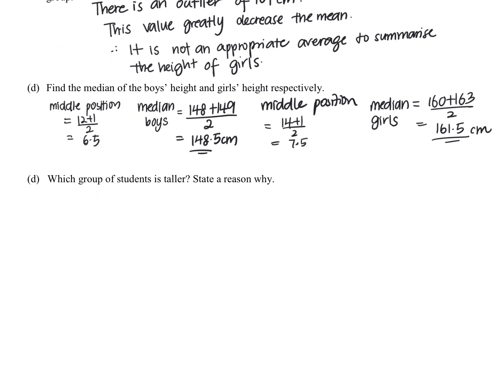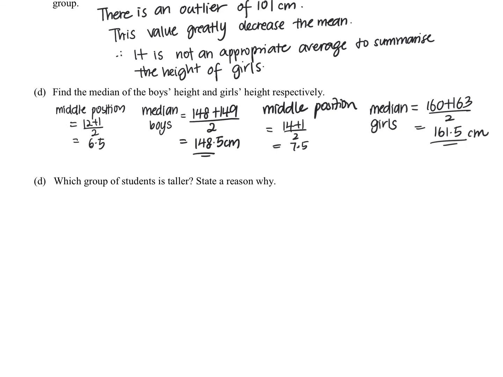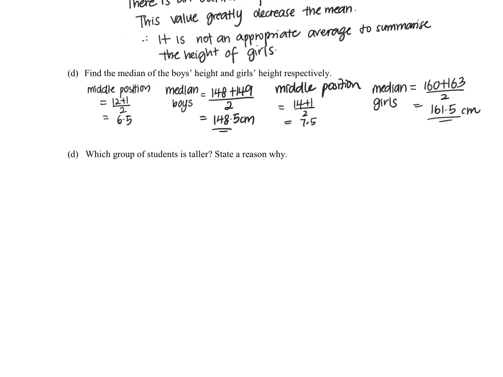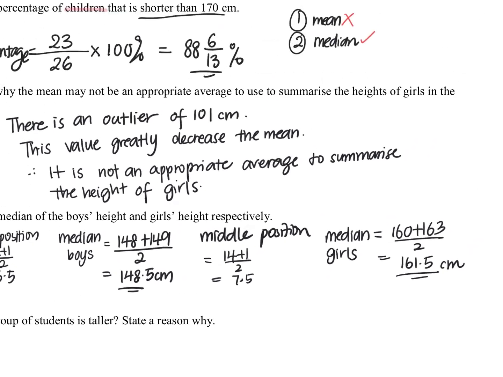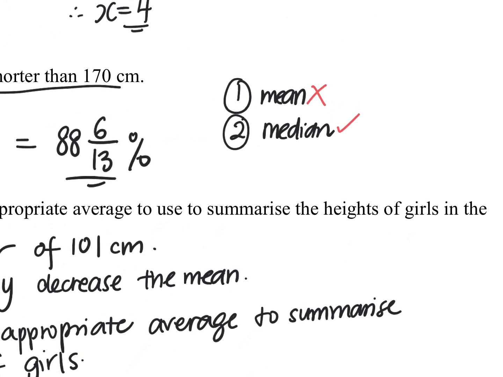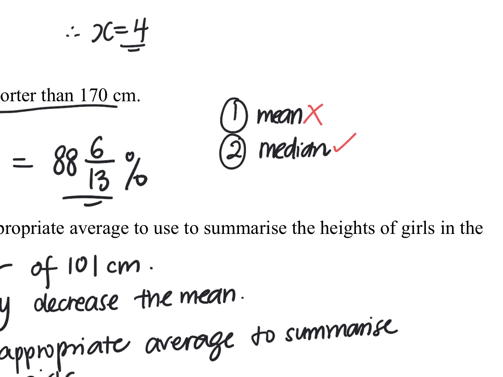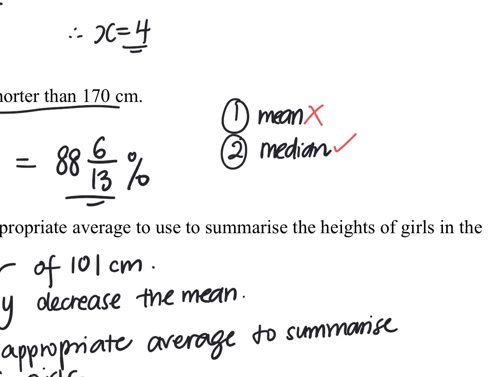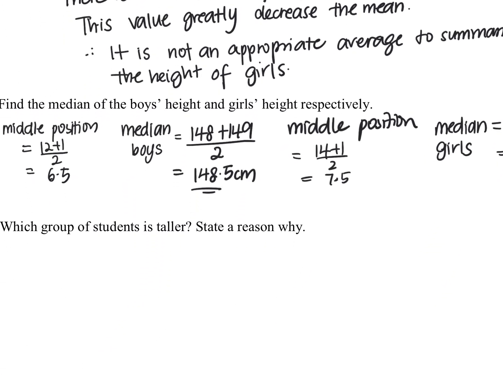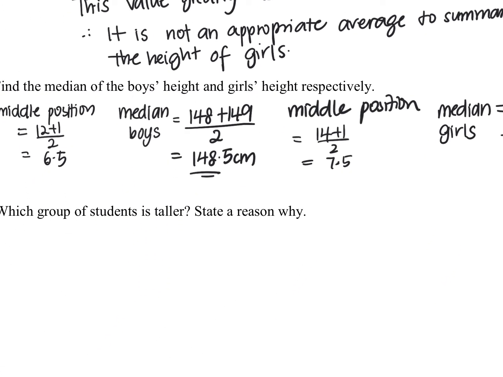Then down here, we're going to compare which group of students is taller. You're comparing the male and the female, or the boys and the girls, right? And we need to state a reason why. So now, which measure of central tendency are we going to use? Are we going to use the mean, or are we going to use the median? Since the mean has an outlier, it will actually decrease the mean. So we're not going to use the mean. We're going to use the median for comparison. If I use the median for the girls, then I must also compare with the median for the boys in order to be fair.